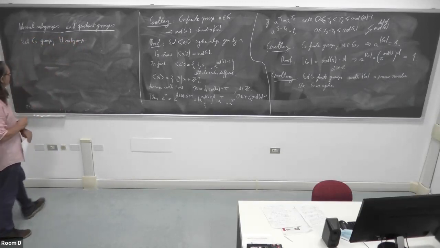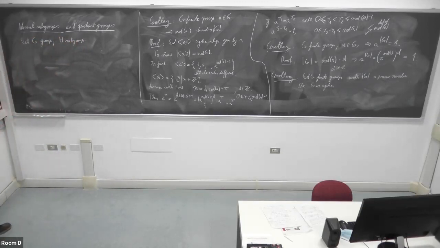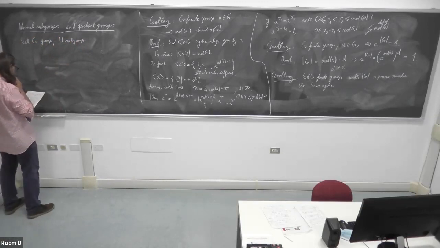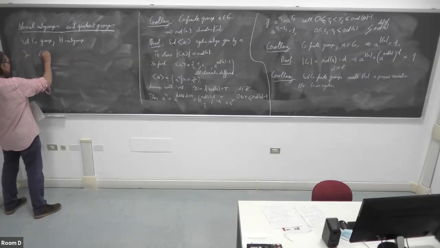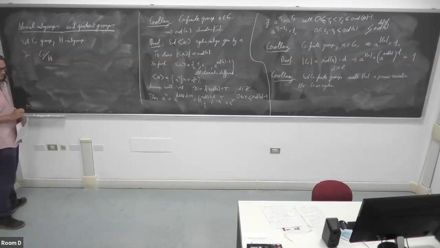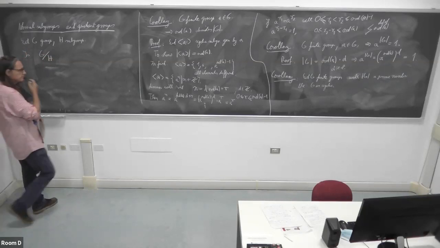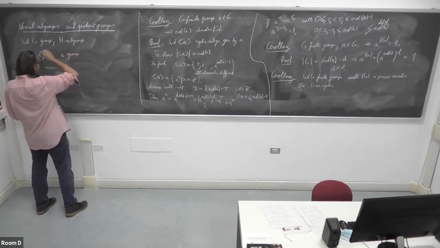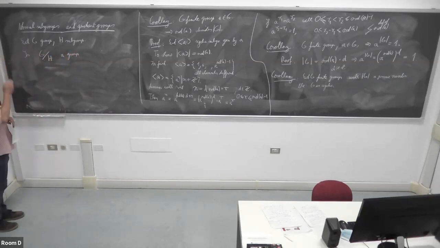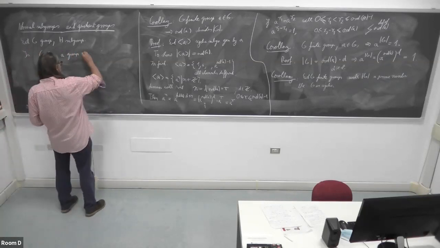So then we can look at the set of cosets, the quotient set. So we can ask ourselves, can we make G mod H into a group? There might be some crazy way of doing it, but there's an obvious way how we would like to do it.